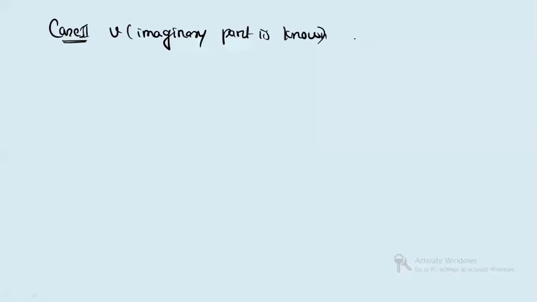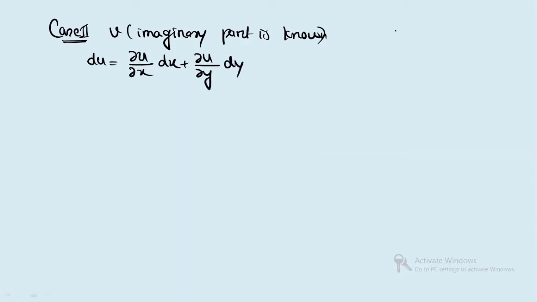Similarly, we will consider case 2. Case 2: when v, the imaginary part, is known. When the imaginary part is known, you have to find the real part, which means that you need to find u. So you will write du equals del u del x dx plus del u del y dy.